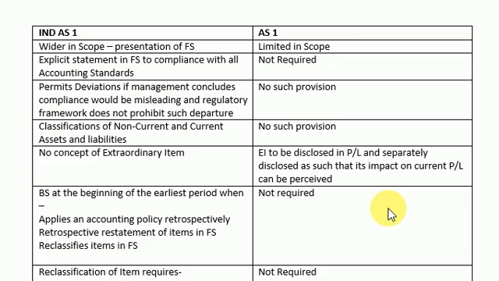In Ind AS, we have to give the balance sheet at the beginning of the earliest period under three conditions. The first condition is if we apply some accounting policy retrospectively. I'm emphasizing the words accounting policy. Then we have to give the balance sheet at the beginning of the earliest period, which is when the accounting policy was applied. Secondly, if we retrospectively restate items of the financial statements, or thirdly, we reclassify some items in the financial statements, then we have to provide the balance sheet at the beginning of the earliest period which is available. And in AS 1 no such requirement was there.